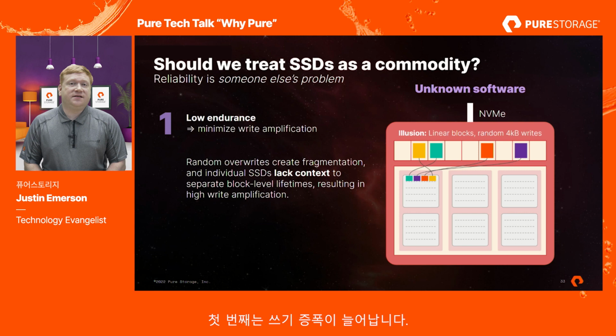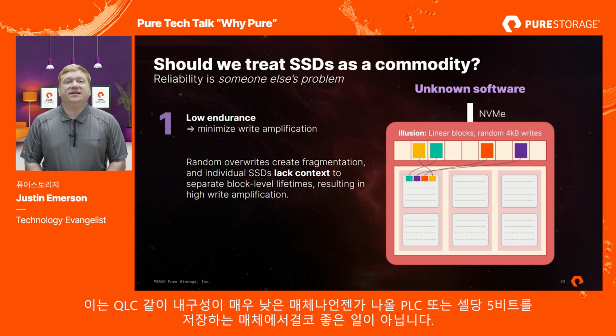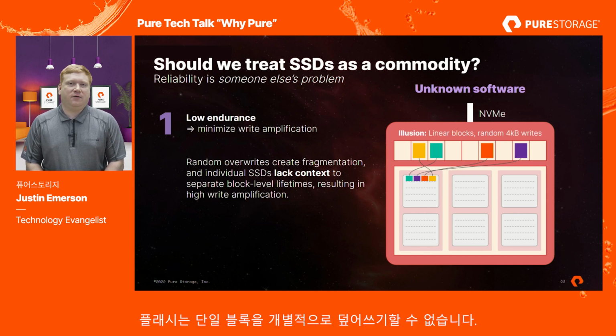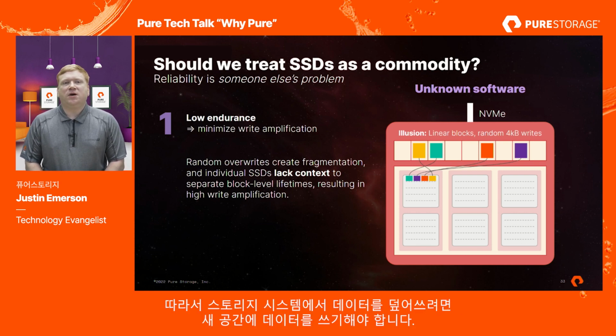The first is that it tends to increase write amplification, which is not a good thing when you have very low endurance media like QLC or maybe someday even PLC or 5 bits per cell. And that's because Flash doesn't work the way a hard drive does. With Flash, you can't individually overwrite a single block. So if I am a storage system and I want to overwrite a piece of data, I have to write that into new space.